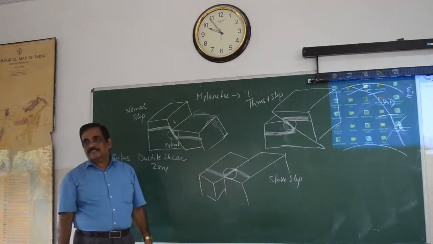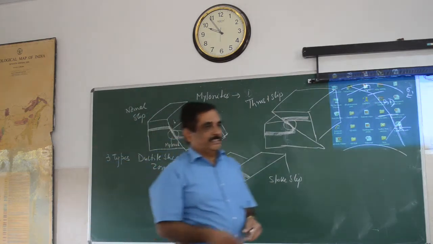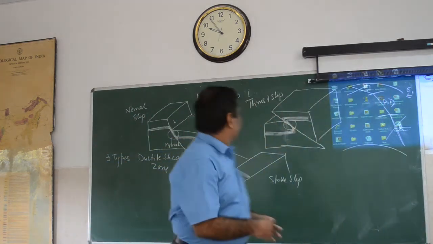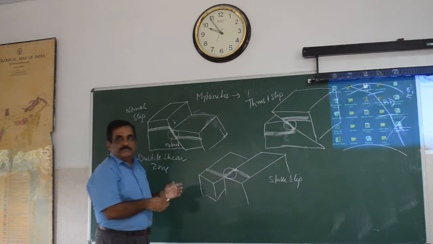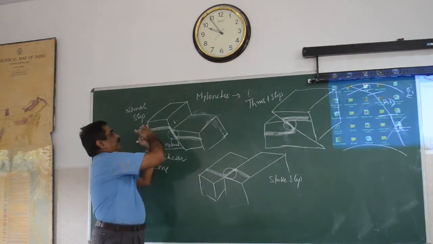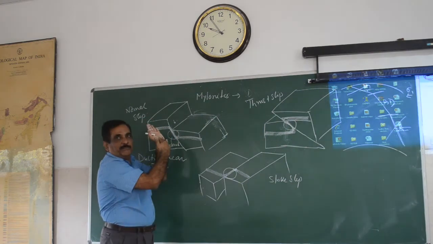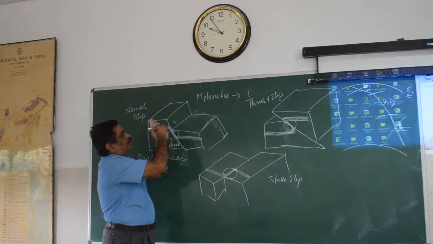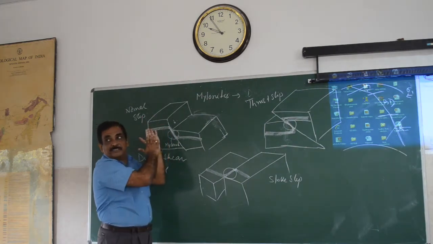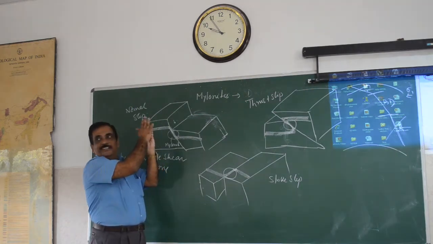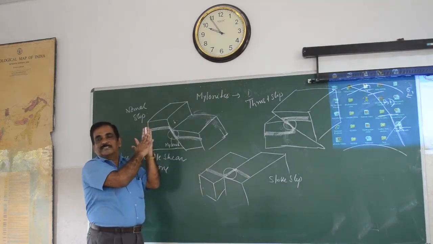You don't understand? Like this way. So this is a normal fault. Normal fault, it goes like this, you know. This is a normal fault. If I put the chalk here, then the chalk will rotate. If I put the chalk here, this will not rotate.